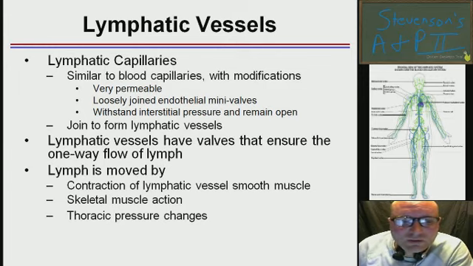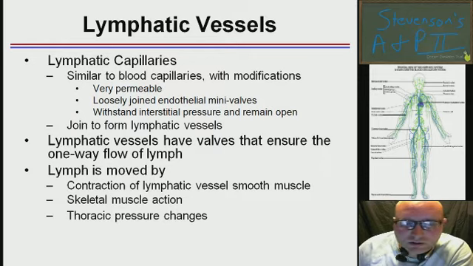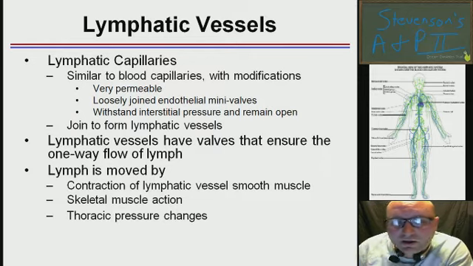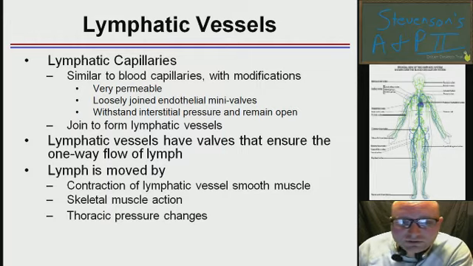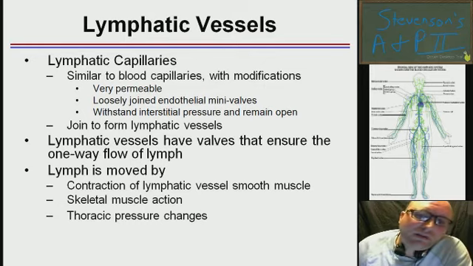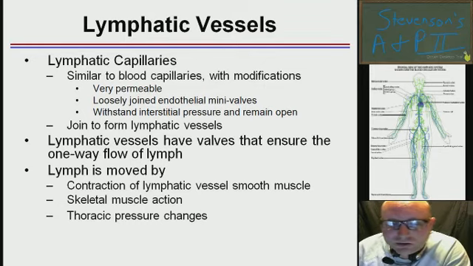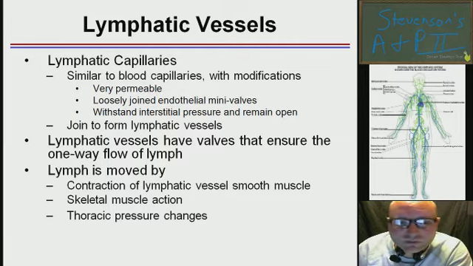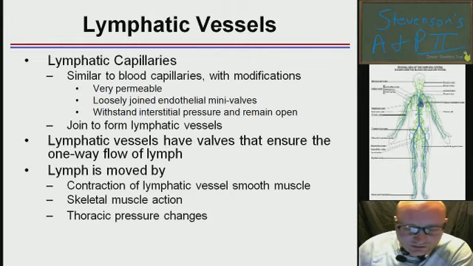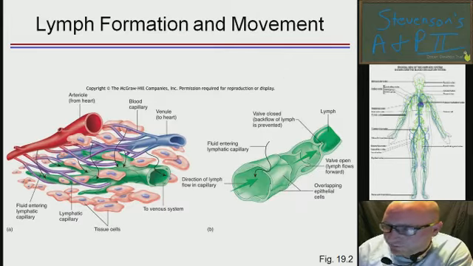And they also withstand interstitial pressure, which helps them to stay open. Lymphatic vessels also have valves that ensure the one-way flow of lymph. Lymph includes a lot of the disease-fighting parts that you need in order to fight off infection. Lymph is moved through contraction of lymphatic vessel smooth muscles, skeletal muscle action, as well as thoracic pressure changes.